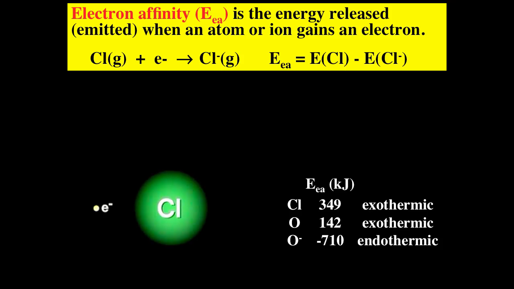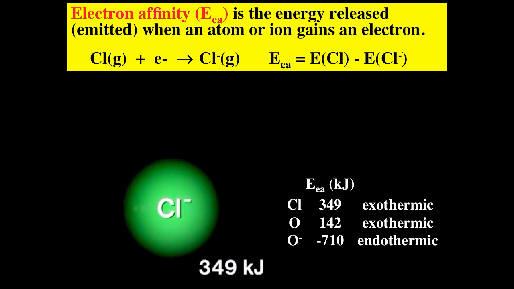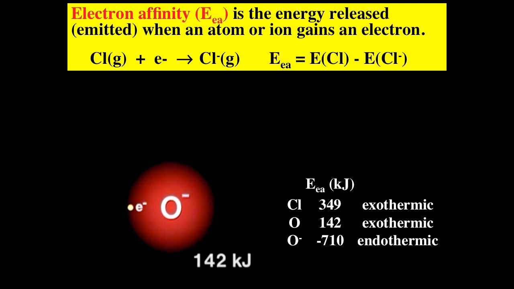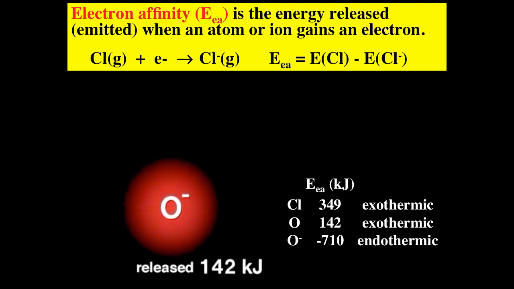Electron affinity is the energy change that occurs when an electron is added to a gaseous atom or ion. For example, when an electron is added to a neutral gaseous chlorine atom, 349 kilojoules per mole is released. In the case of chlorine and the other halogen elements, addition of an electron to the neutral atom is an exothermic process. Addition of an electron to the neutral oxygen atom is also an exothermic process.